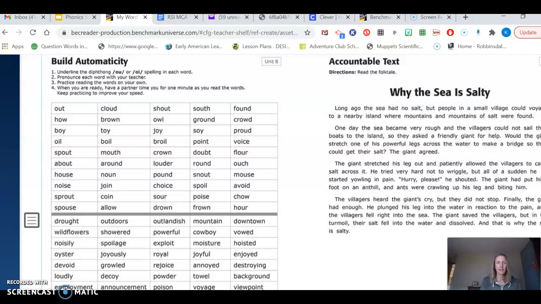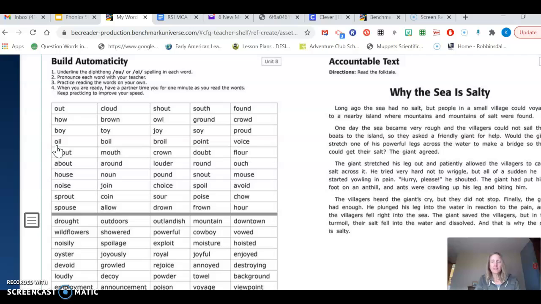All right, so we went ahead and found the first two. Let's go down and notice one that has an OI. Here I see oil. Oil is a diphthong. It has that OI at the beginning. Go ahead and pause the video and see if you can find at least two more of the OU and the OI diphthongs. Noticing these will help us become better spellers as well as readers.